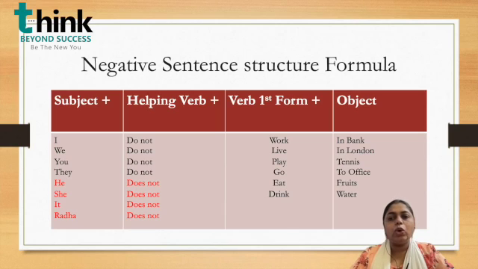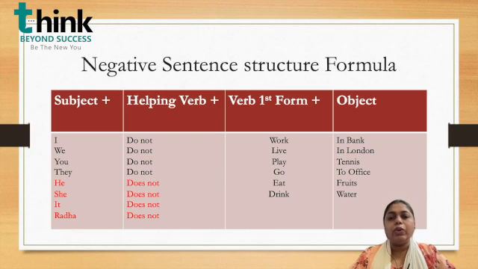I do not work in bank. The positive sentence was I work in bank. To convert a positive sentence into a negative sentence, we add a helping verb in between the subject and the main verb, that is do not or does not, depending on the subject. If our subject is plural, we use do not. If our subject is singular, we use does not.